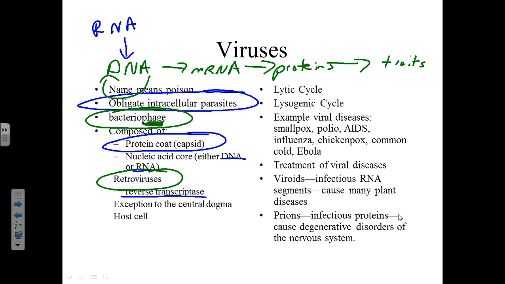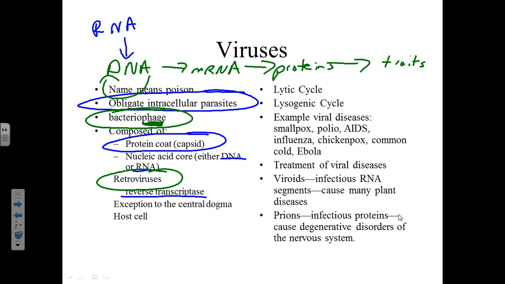Name me 3 examples. I heard the common cold. I heard Ebola, the influenza flu virus. One more. Maybe the one you know the most about. HIV. HIV is another retrovirus.